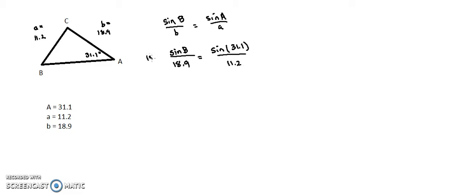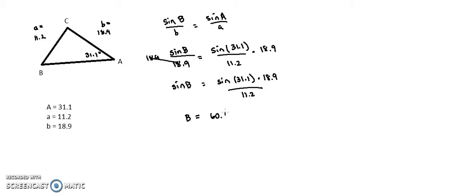So again, we're going to multiply by the denominator, multiply by that 18.9 to get that to the other side. So we've got sine B is equal to this whole thing. Sine of 31.1. Make sure that you close those parentheses before you multiply in your calculator by 18.9 over 11.2. Now you can put that in and hit enter and then do sine inverse, or you can do sine inverse of the entire thing, but you want to try to not round this. So we're going to do a sine inverse to get angle B. And when we do that, we get that B is equal to 60.6.